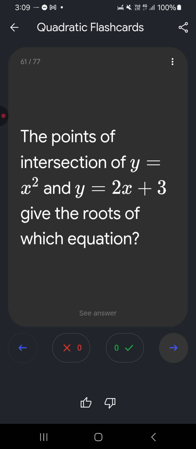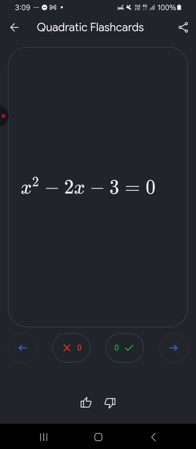The points of intersection of y is equal to x square and y is equal to 2x plus 3 give the roots of which equation? X square minus 2x minus 3 is equal to 0.